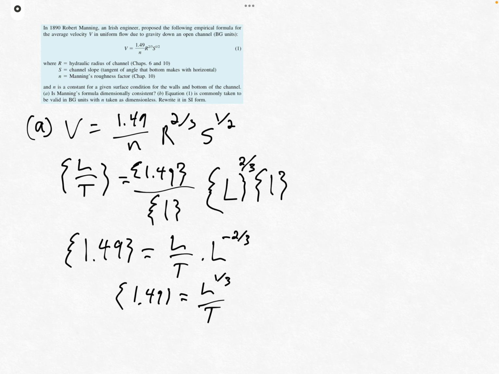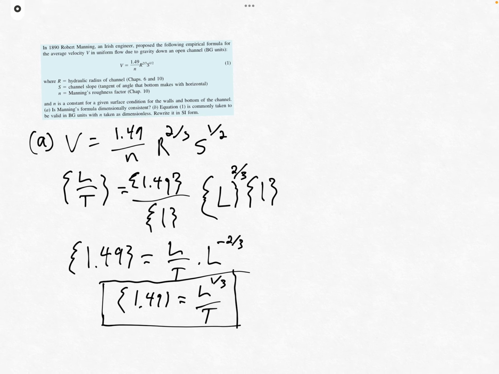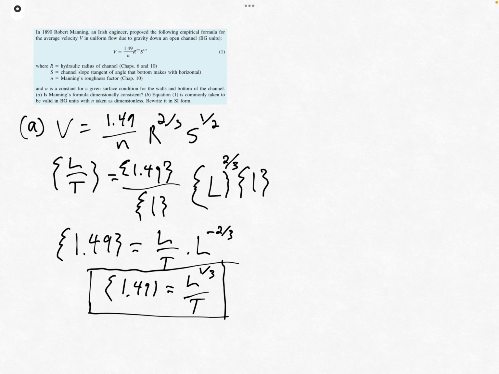So if this constant has dimensions of L to the 1/3 over T, then this equation is dimensionally consistent. Otherwise, it's not. So again, that question is a little bit misleading, and we're really being asked there to find under what conditions this expression is dimensionally consistent. So let's move on to part B.